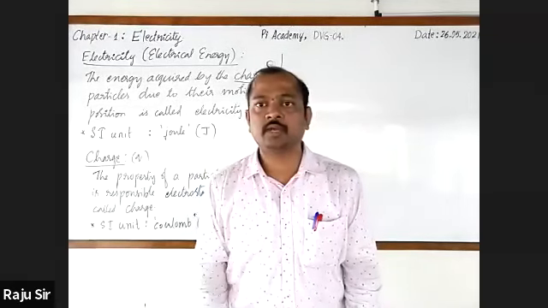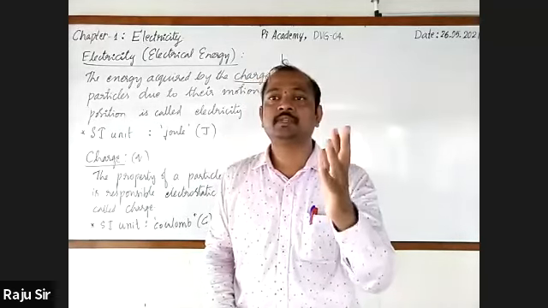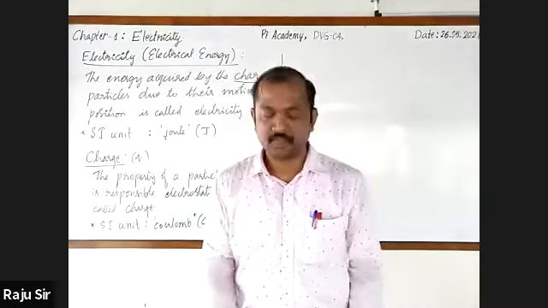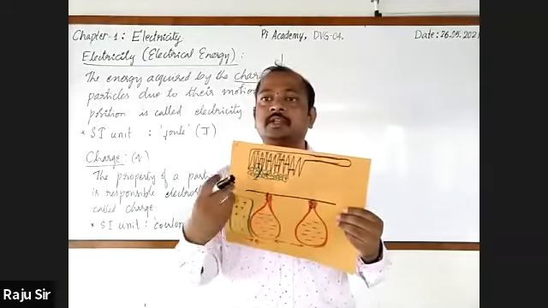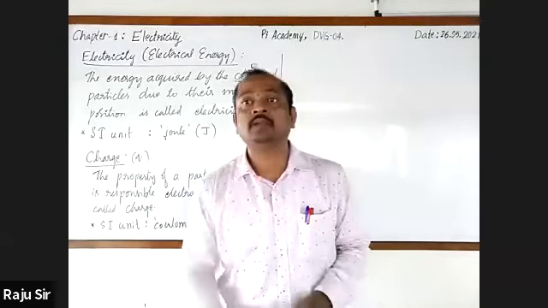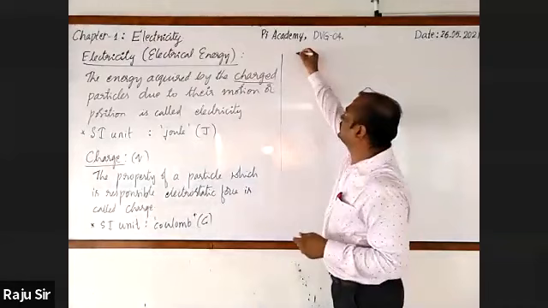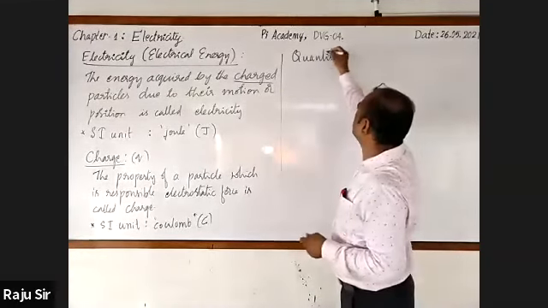Don't say anode and cathode, they are electrodes. You have to focus on the information which is being given by me. As I said, the total amount of charged particles that are accumulated in a body is called quantity of charge. You may write that. Quantity of charge.